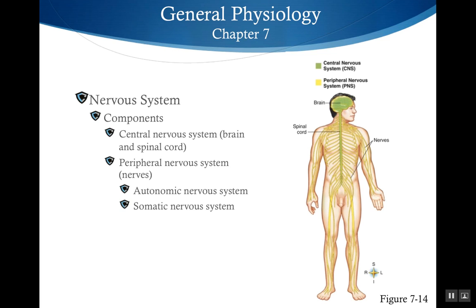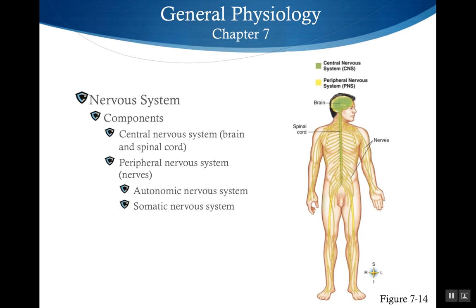The peripheral nervous system consists of nerves that branch out from the brain and from the spinal cord, and there are two divisions of the peripheral nervous system, the autonomic nervous system and the somatic nervous system. The autonomic controls unconscious activities such as breathing, heart rate, your body temperature, your blood pressure, and your pupil size, whereas the somatic nervous system controls conscious activities.